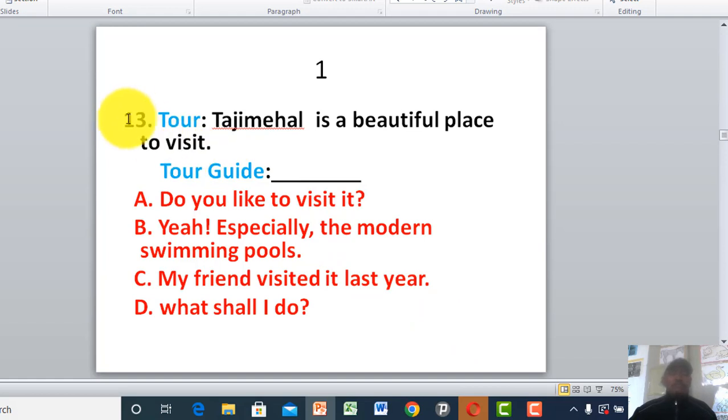Question number 30. Conversation between tour and tour guide. Taj Mahal is a beautiful place to visit. Taj Mahal, which is found in India. New Delhi, a beautiful place to visit. Tour guide: Do you like to visit it? Yeah, especially the modern swimming pools. What makes Taj Mahal beautiful? The swimming pool, the buildings, the modern recreational centers. All this expression really responds with the opening statement here.